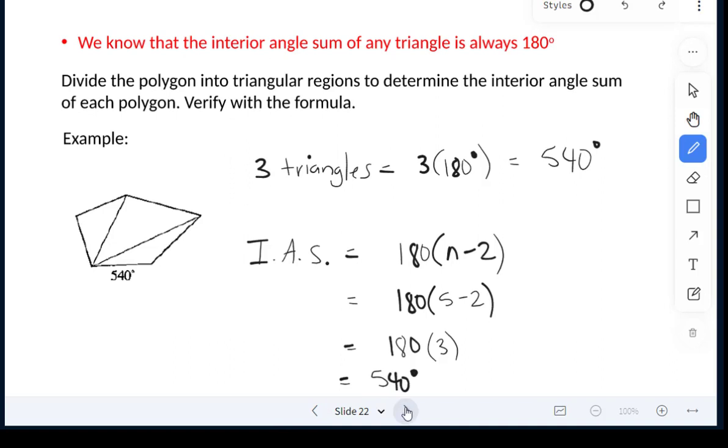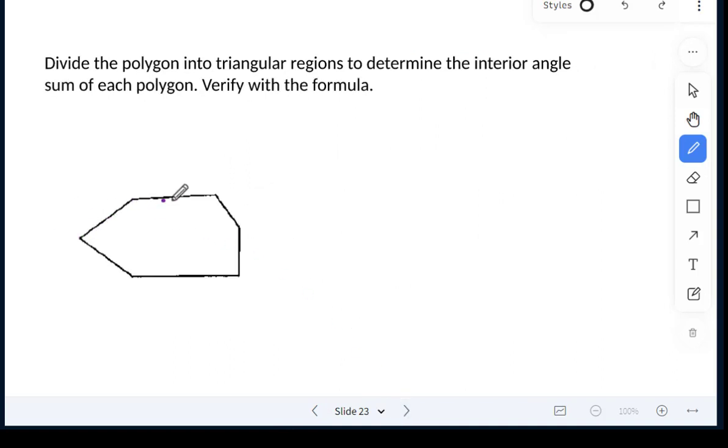Is this the same? This is a 1, 2, 3, 4, 5, 6. This is a 6-sided polygon here. So it says to divide the polygon into triangular regions to determine the interior angle sum of each polygon, and then you can verify with the formula.